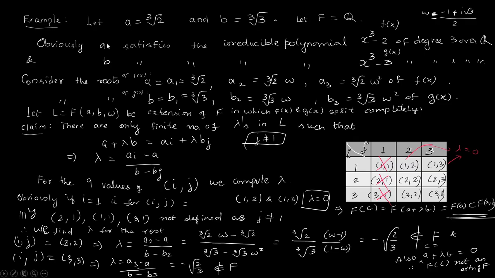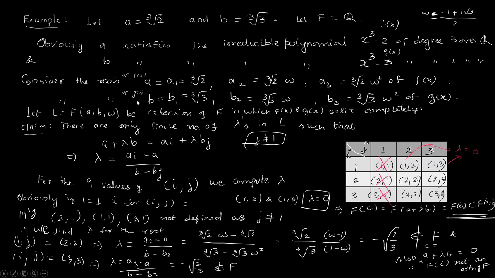Now, we can easily see that A satisfies the irreducible polynomial x cube minus 2 of degree 3 over q. And similarly, B satisfies the irreducible polynomial x cube minus 3 of degree 3 over q. Now we'll consider the roots of this. We shall take this as f of x and this one as g of x. Now we'll consider the roots of f of x, namely cube root of 2, cube root of 2 omega, cube root of 2 omega square, where omega is minus 1 plus I root 3 by 2.